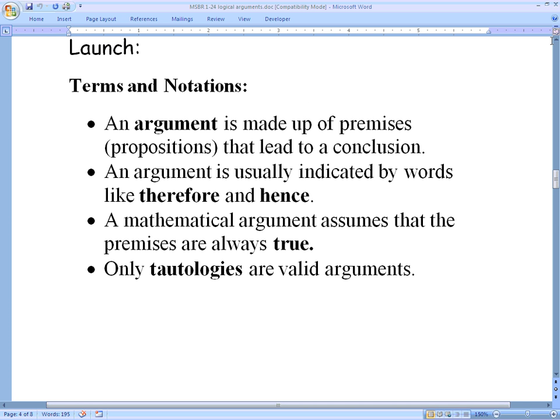All right, so this chapter has been leading up to this idea of arguments. We're not talking arguments like fighting with someone, but rather making your case, like a legal argument. And it's made up of premises, and premises are nothing more than essentially propositions, but they lead to a conclusion, which is the end result here.